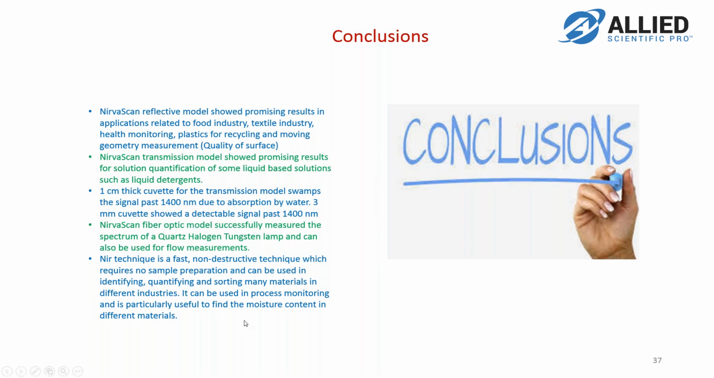NirvaScan fiber optic model successfully measured the spectrum of quartz, halogen, tungsten lamp, and it was also proposed that you could use it for a flow measurement. And finally, NIR technique is a fast, non-destructive technique which requires no sample preparation, can be used in identifying, quantifying, and sorting many materials in different industries. It can be used in process monitoring, and is particularly useful to find the moisture content in different materials.